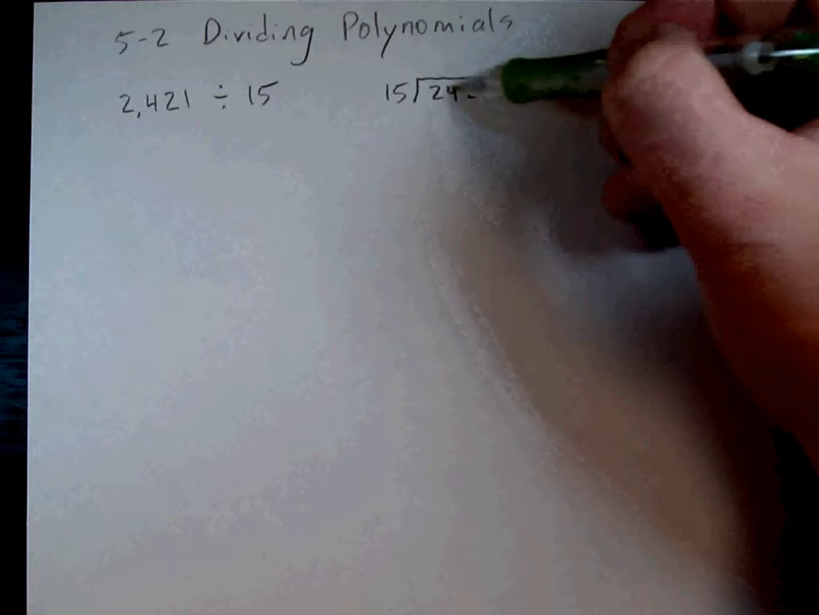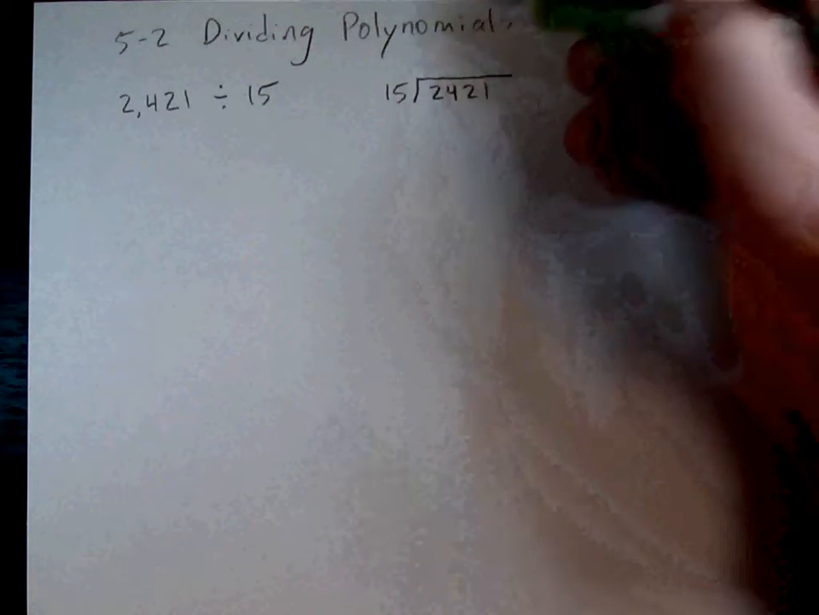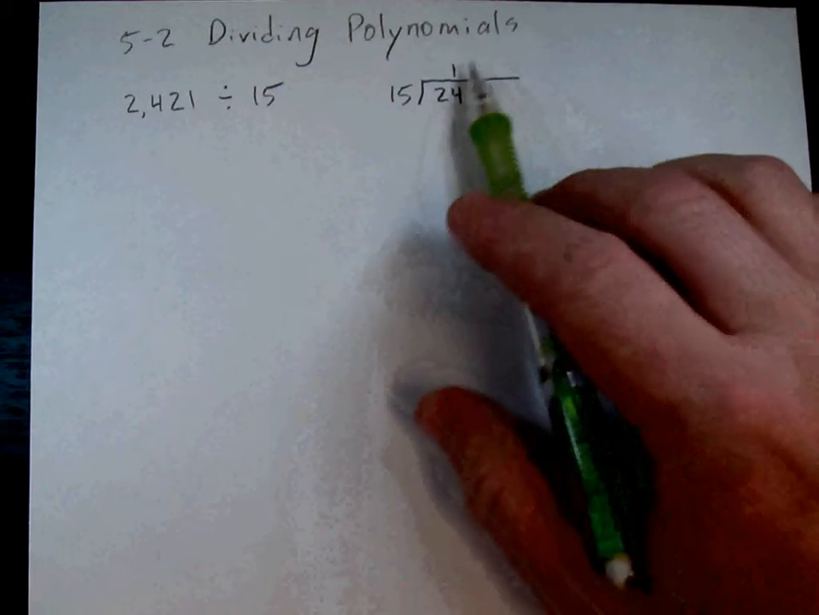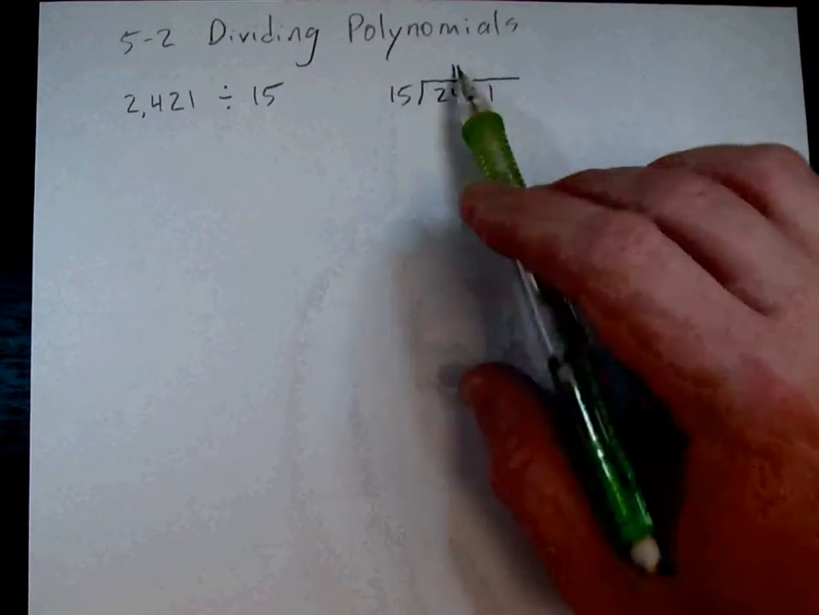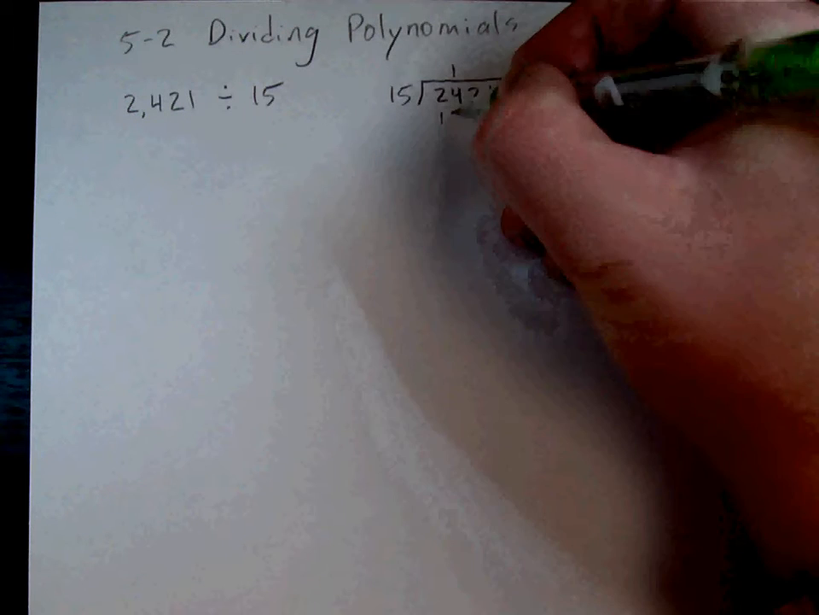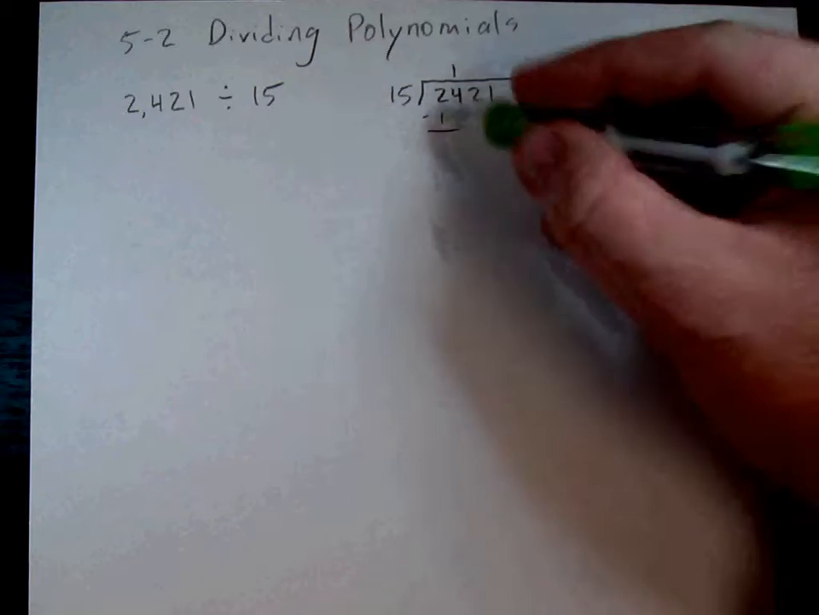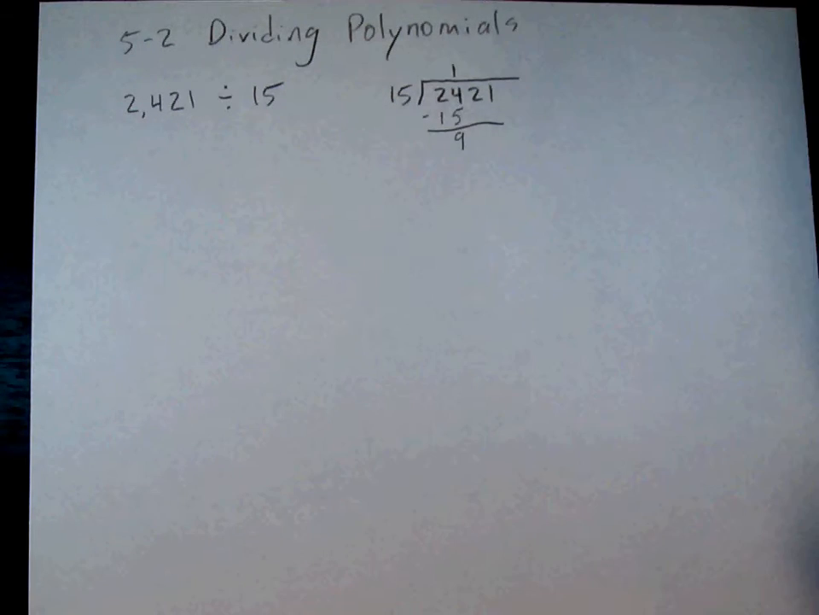So then consider the first two digits, 24. How many times does 15 go into 24? Well, it goes in there once. So we put a 1 up there. And then we do multiplication: 1 times 15 is 15. So we write that down below, and we subtract that away from the 24. If we subtract 15 away from 24, we're left with 9.